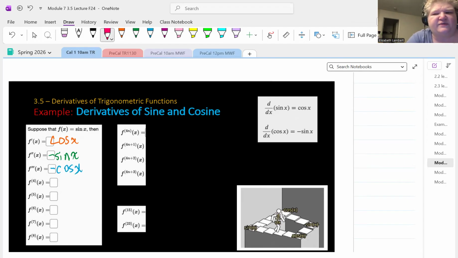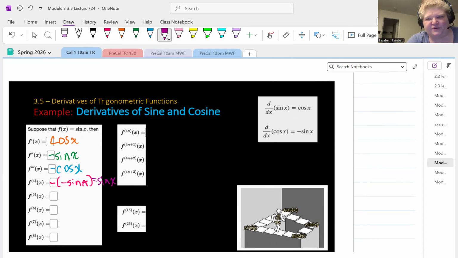So now the derivative of negative cosine. Well, again, that negative is just a constant out front. So I'm going to write this one here. It's negative, but then my derivative of cosine is negative sine x. Wait, I got negative negative. Haha. So it turns out our fourth derivative here is sine x.